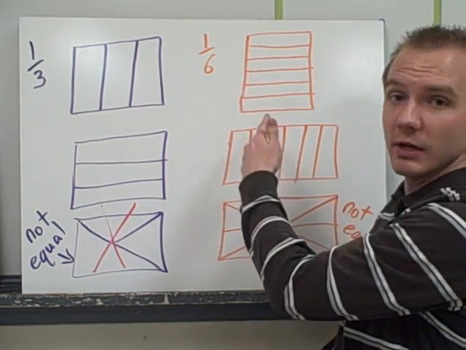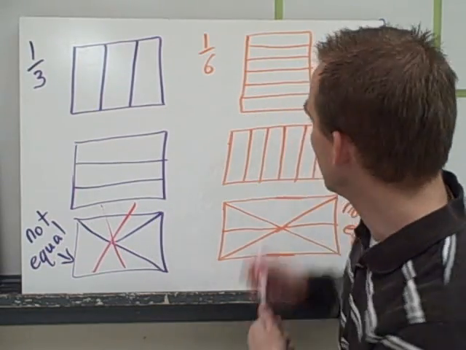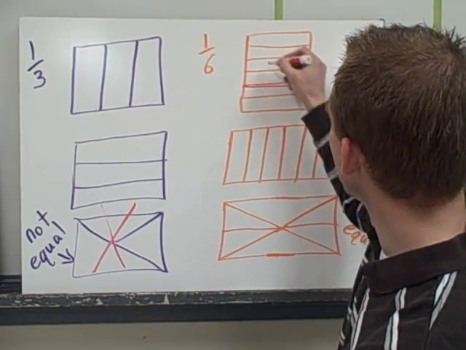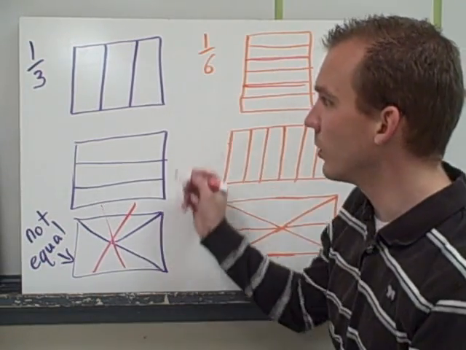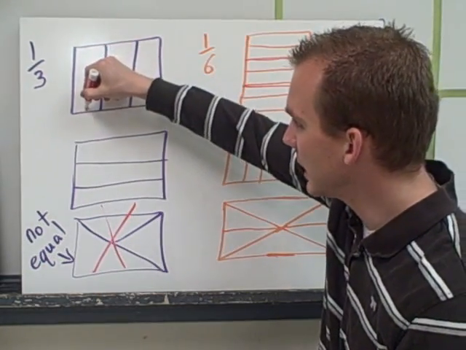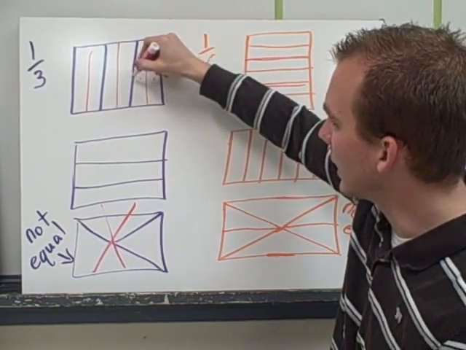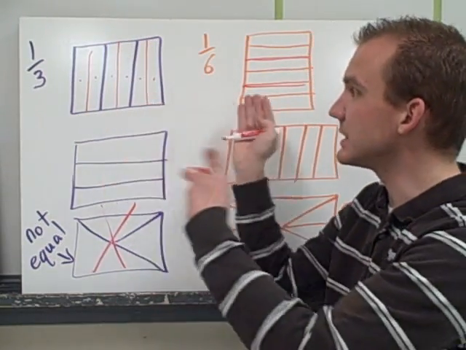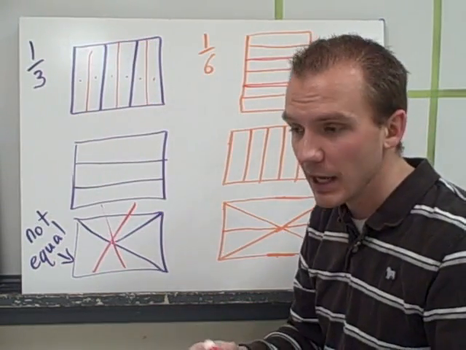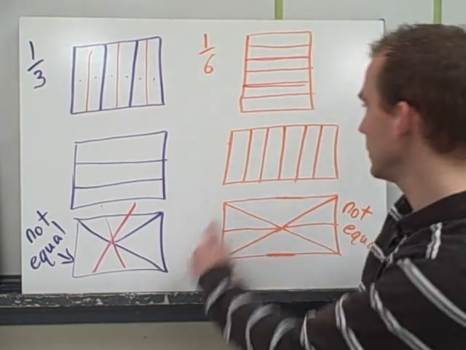Sixths. We have a rectangle here, we cut it into 1, 2, 3, 4, 5, 6 equal parts. And if you notice, if you just look at every other sixth, right there you have thirds. Or if I come back to the thirds and I split each one into half, I have 1, 2, 3, 4, 5, 6. So thirds and sixths are very closely related. Pretty much if you can split it into thirds, you can split it into sixths.